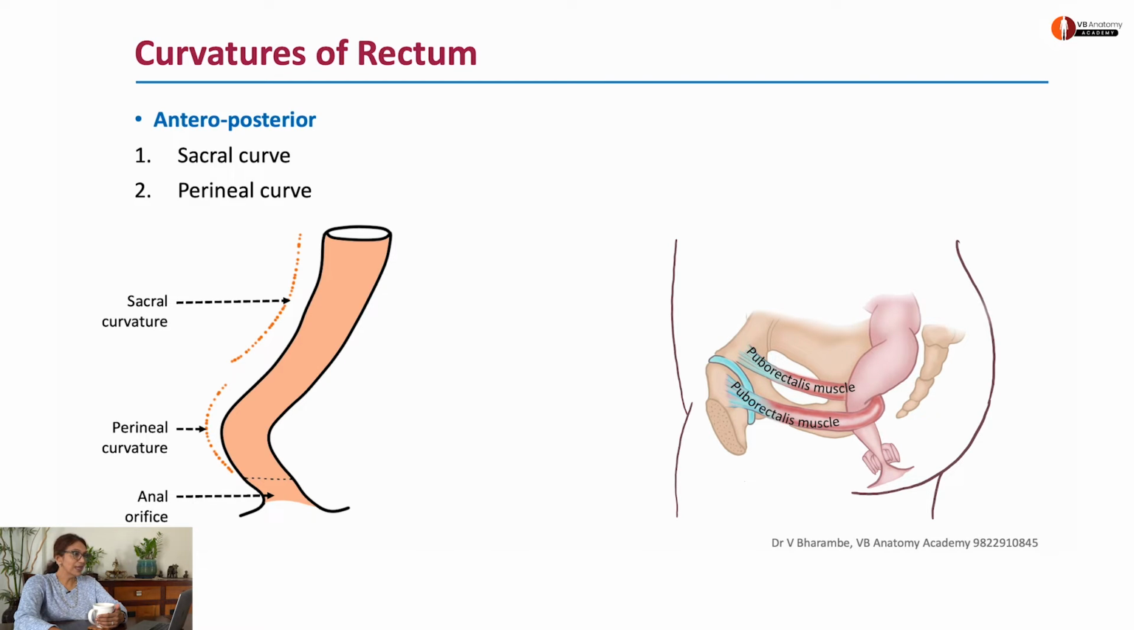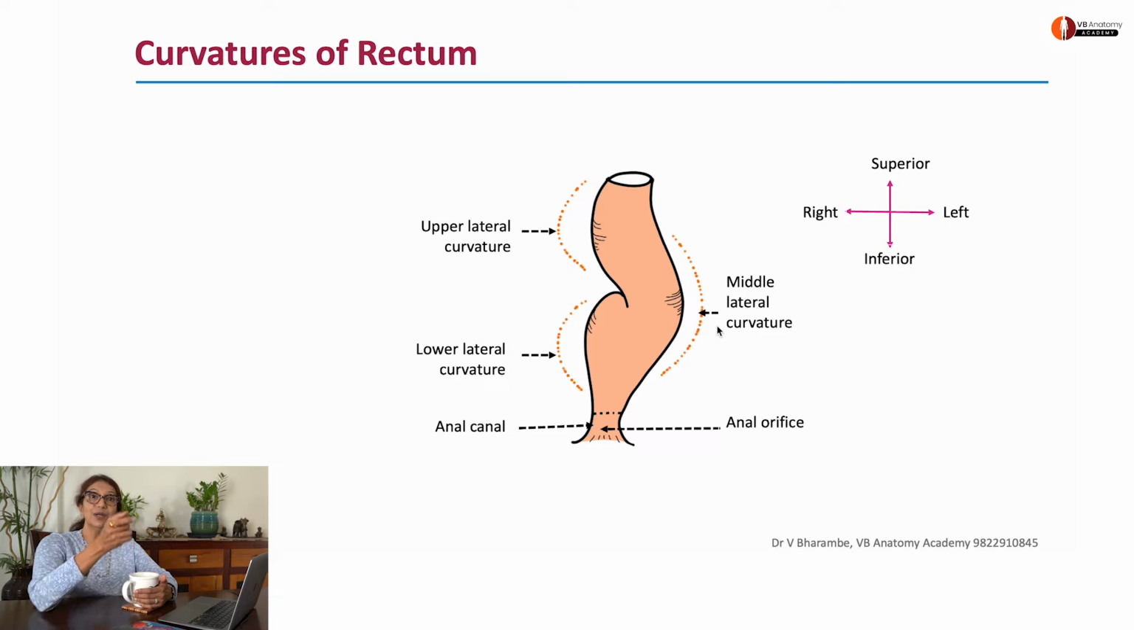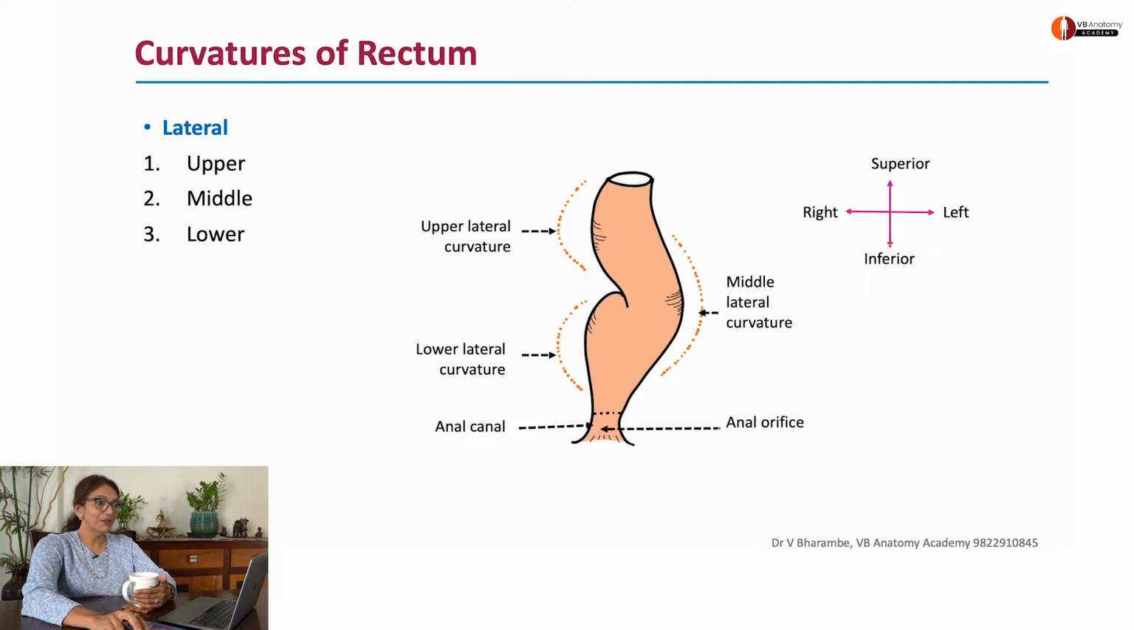So here you are seeing a sacral curvature and a perineal curvature. Of course, like I said, these curvatures are because of the puborectalis muscle winding around the rectum. Now you're coming to the side-to-side curvatures. There are two curvatures on the right, upper and lower, and one on the left, which is the middle.